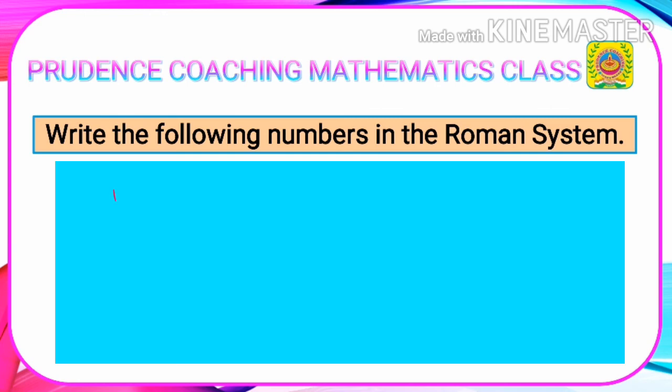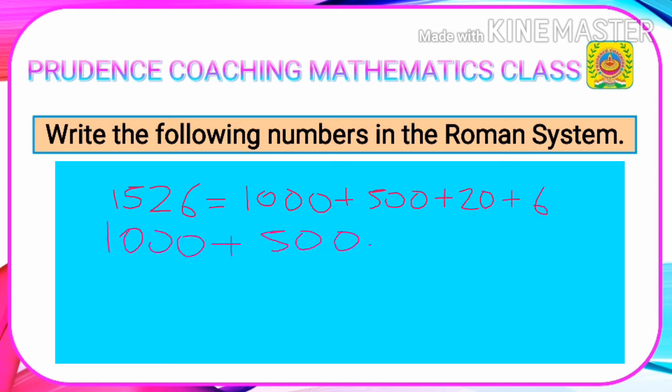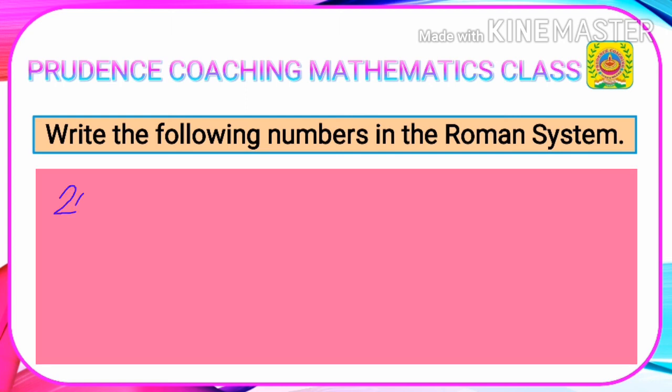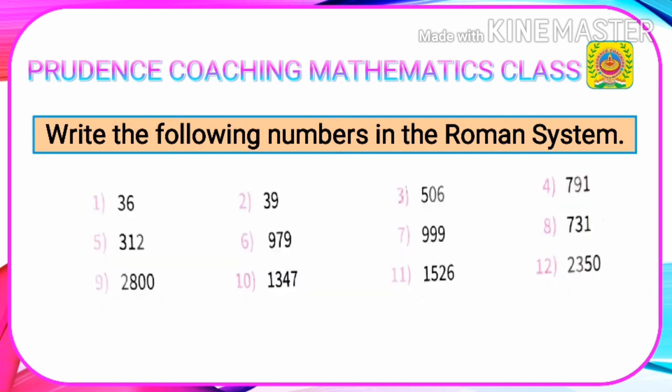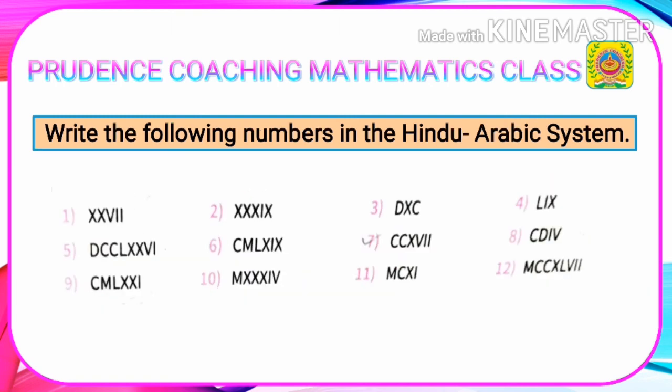MCCCXLVII. 1526, that is 1000 plus 500 plus 20 plus 6. So you will get 1000 plus 500 plus 10 plus 10, 5 plus 1. So the answer will be MDXXVI. 2350, that is 2000 plus 300 plus 50, so it can be written as 1000 plus 1000 plus 100 plus 100 plus 100 plus 50. The answer will be MMCCCL. Now we will see how to convert Roman number into Hindu Arabic system.